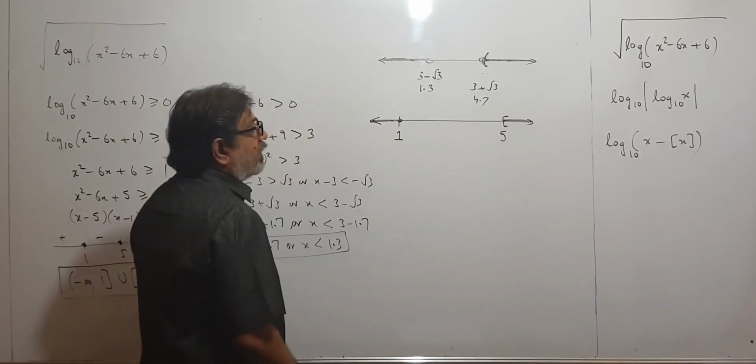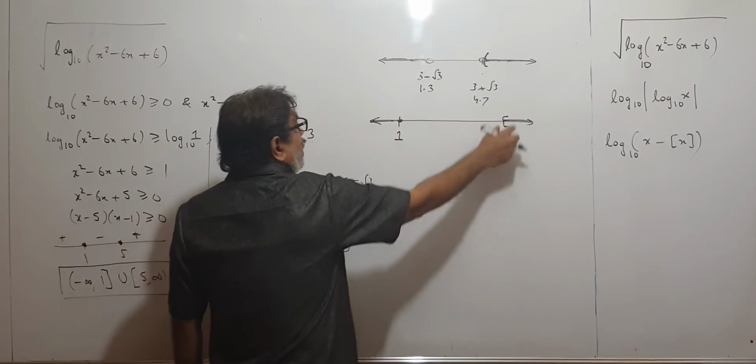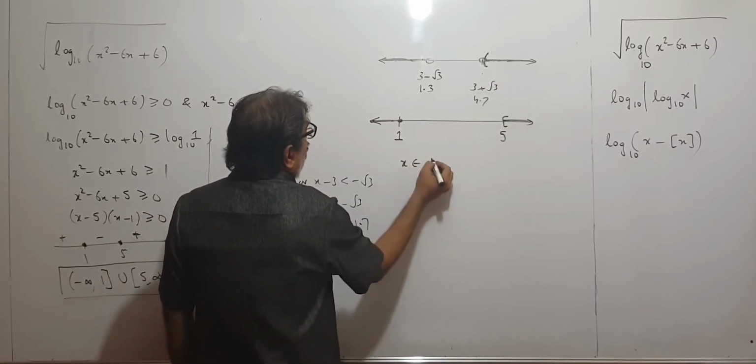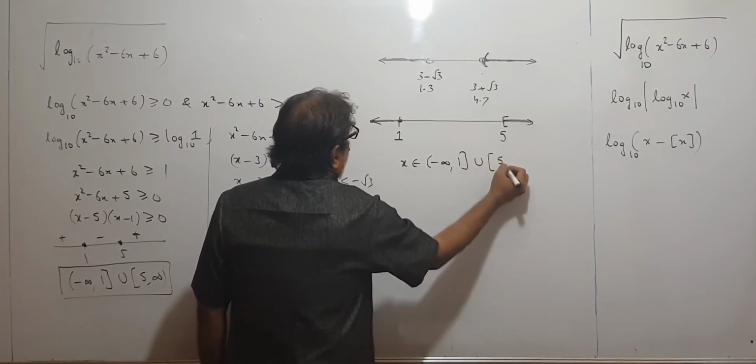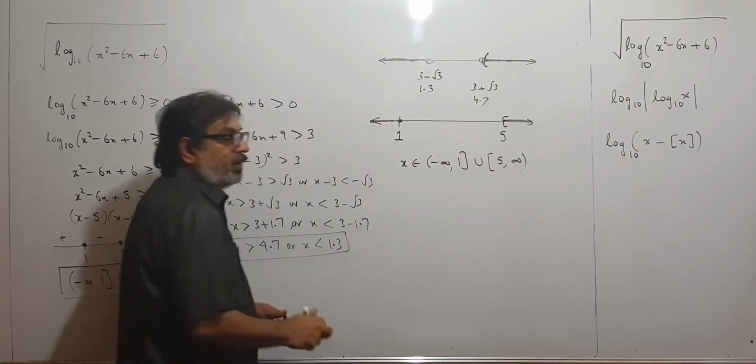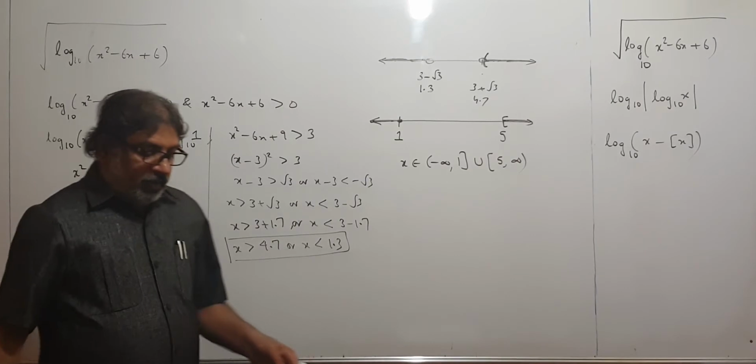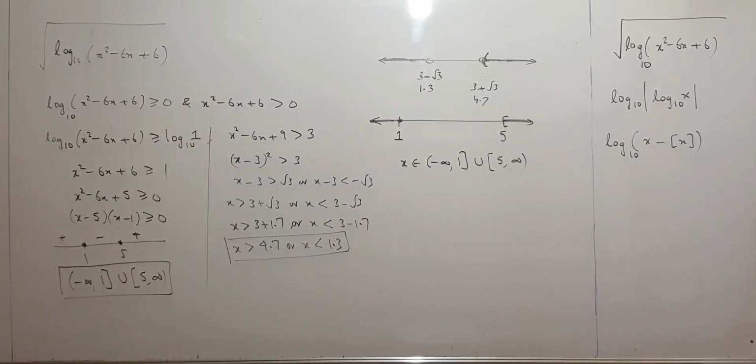So what is the intersection, children? This much and this much. So what is the final answer? x belongs to minus infinity to 1, union 5 to infinity. Like this we get it. Please pause and copy, children.